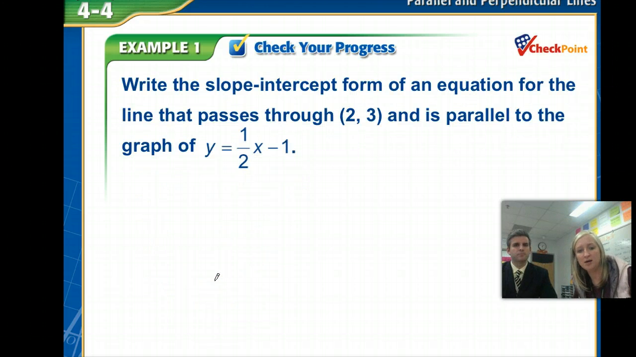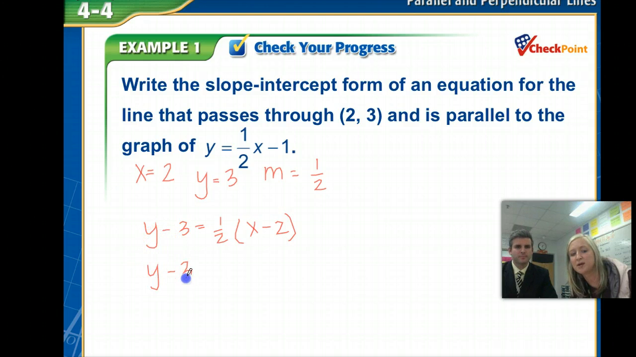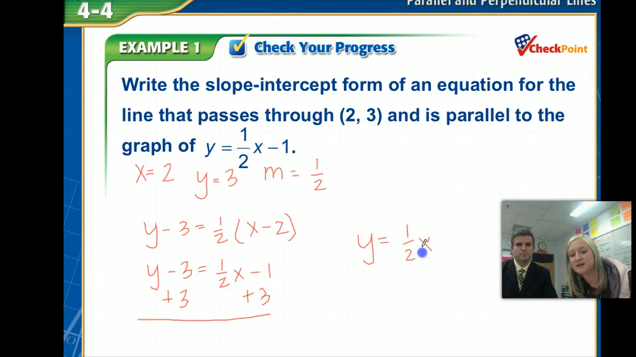All right, one more example here. My x equals 2. My y equals 3. Mr. Van Scoy, help us out again. What does my slope need to be for this equation if it's parallel? 1/2. Point-slope form, y minus 3 equals 1/2 times x minus 2. And then again, point-slope to slope-intercept would be y minus 3 equals 1/2 x, and 1/2 times -2 is -1. Add 3 to both sides, and my equation is y equals 1/2 x plus 2.